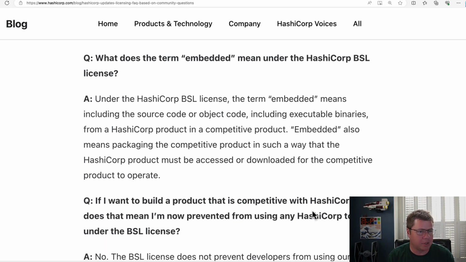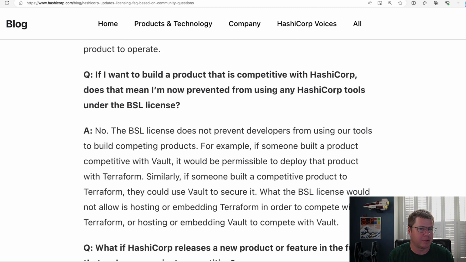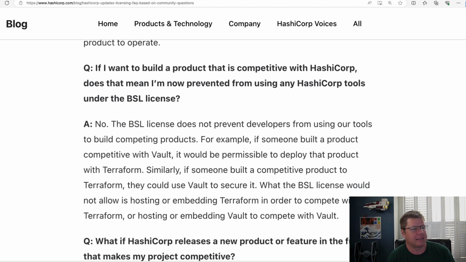So if I want to build a product that is competitive with HashiCorp, does that mean I'm now prevented from using HashiCorp tools under the BSL license? Okay, so this is like, are they going to curb stomp these competitors? That's the question, right? No. The BSL license does not prevent developers from using our tools to build competing products. For example, if someone built a product competitive with Vault, it would be permissible to deploy that product with Terraform.